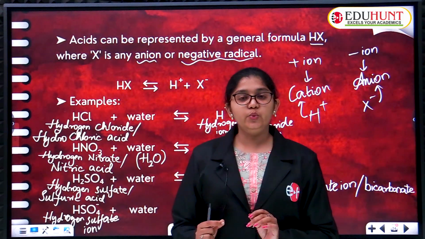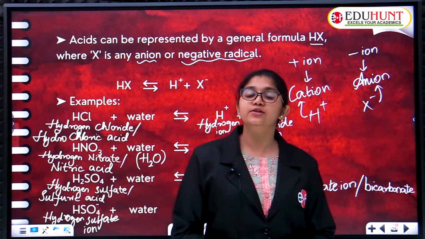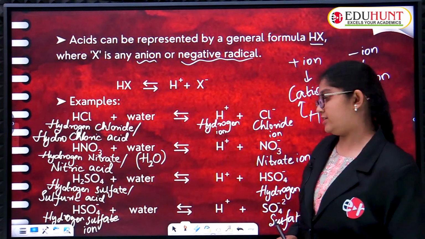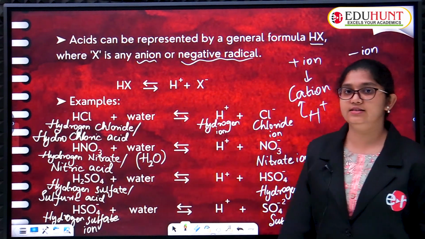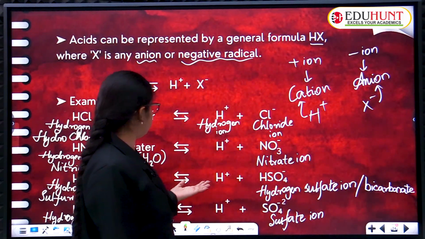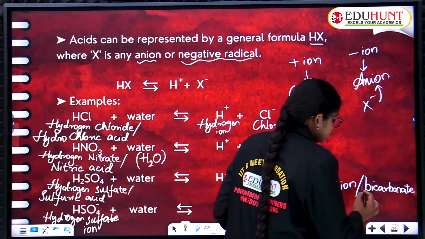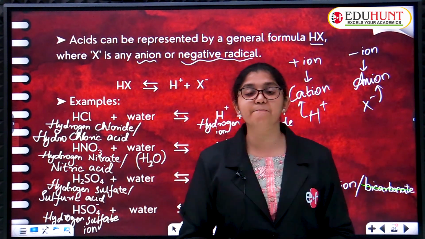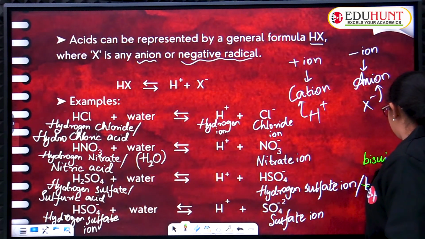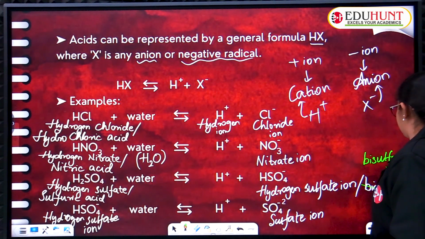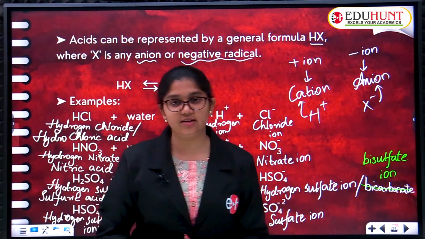In this video, we are going to learn the strength of acids and bases regarding Arrhenius theory. Before that, I want to make a small correction from the previous video. In the given examples of acids, I wrote bicarbonate. It is not bicarbonate, it is bisulfate ion. This is a correction for you, and the remaining everything is right.